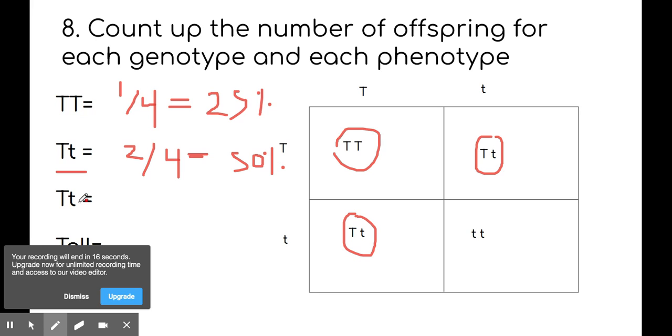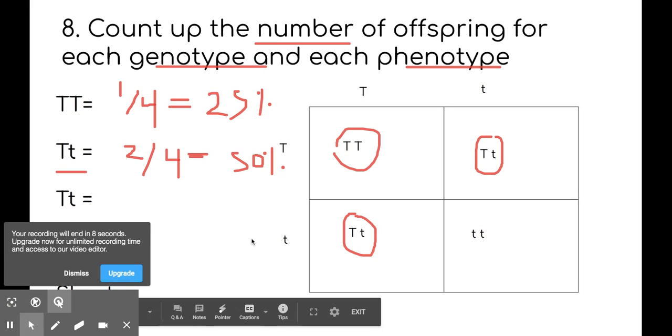Continue along with the capital T, lowercase t, tall and short. Try to figure out the number of offspring for each genotype and each phenotype.